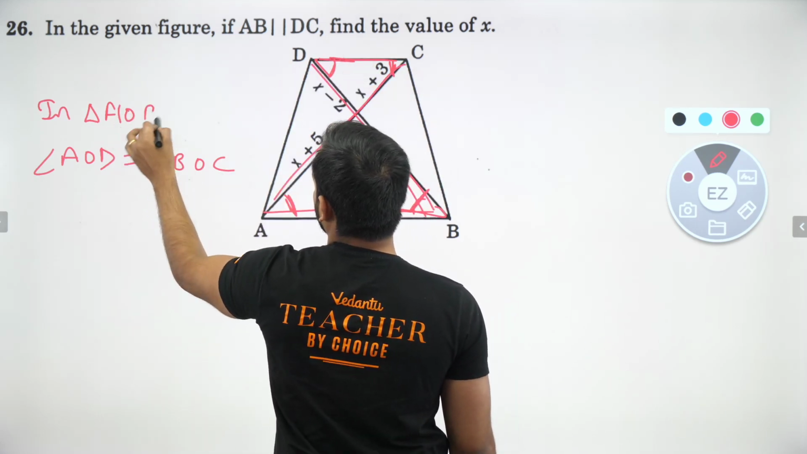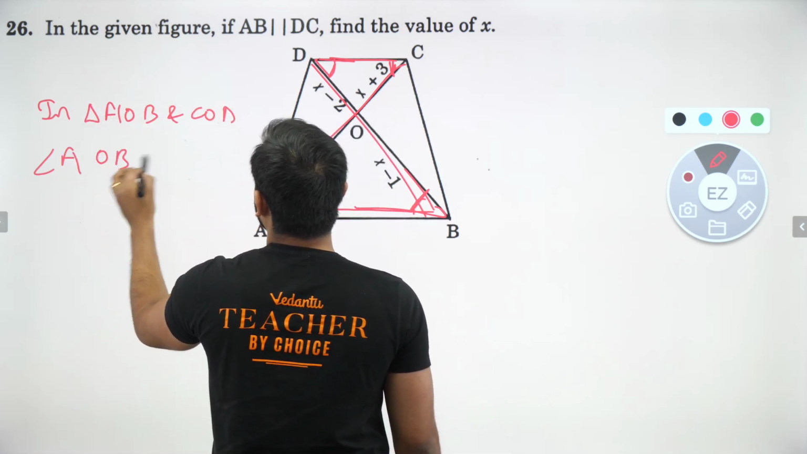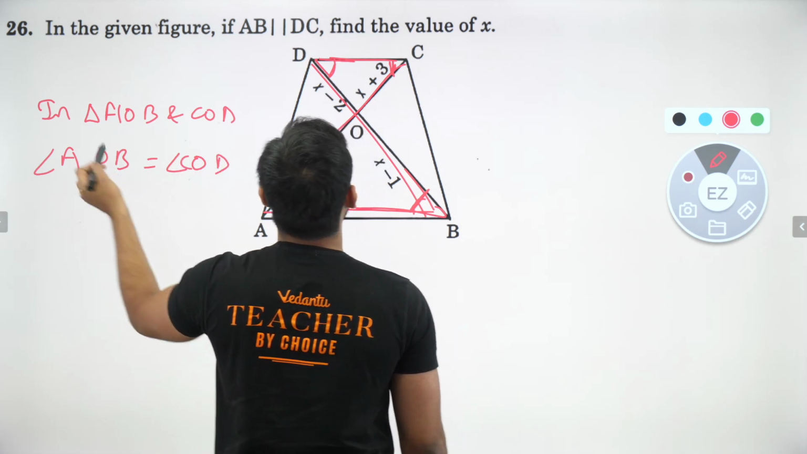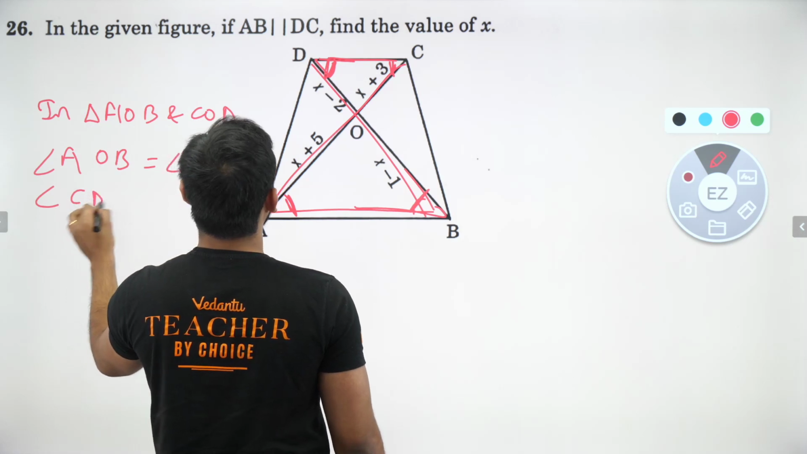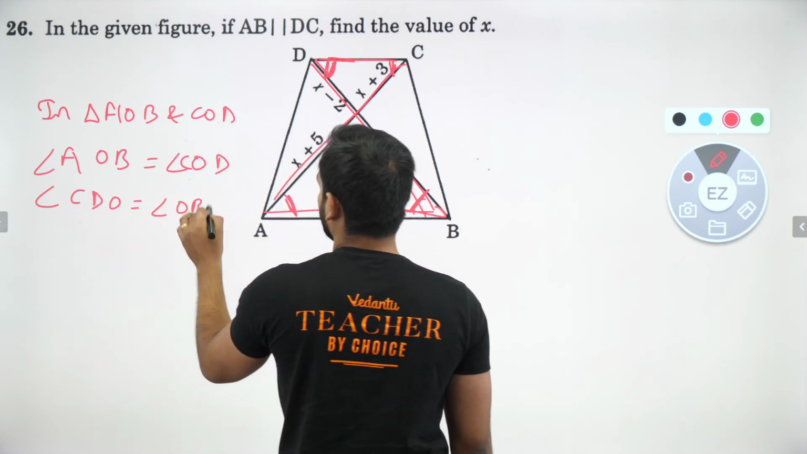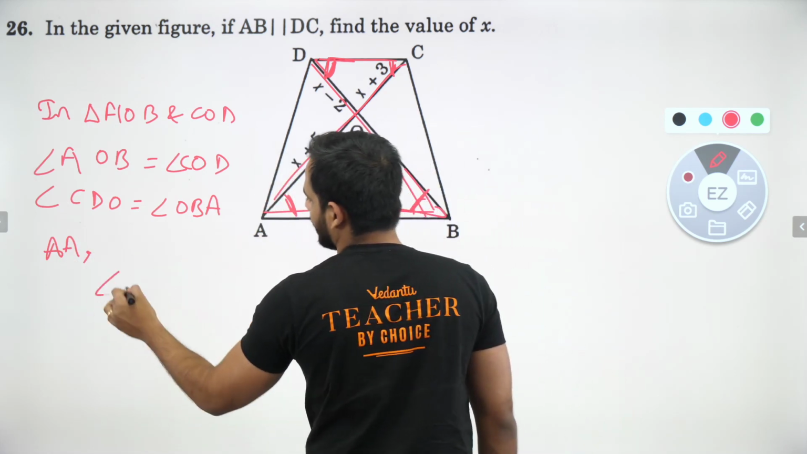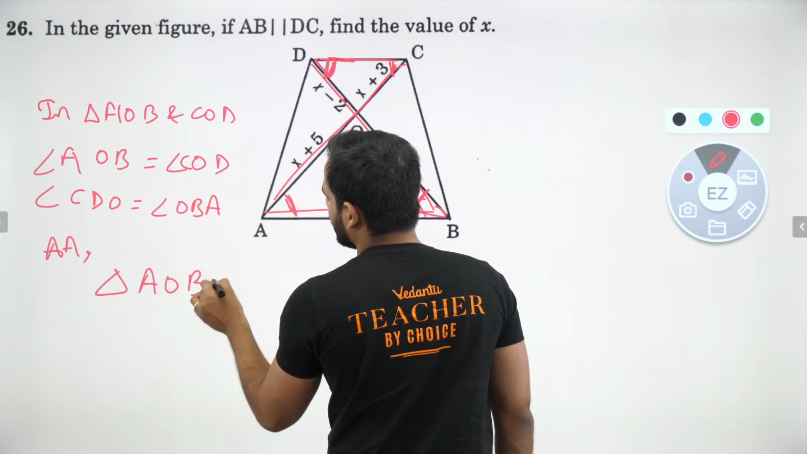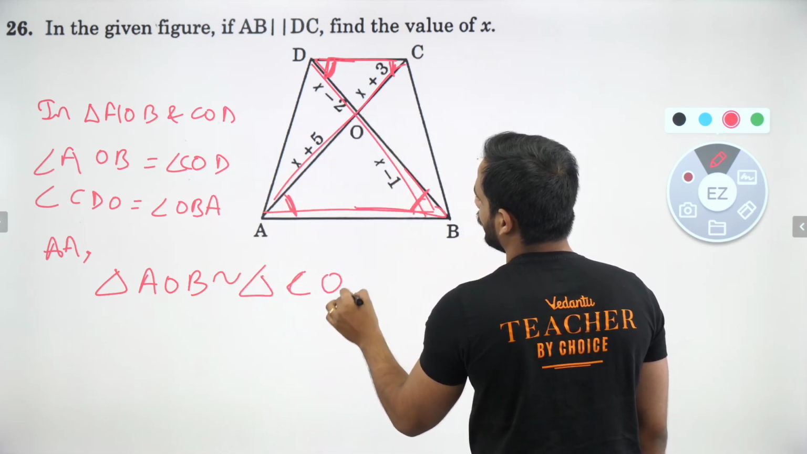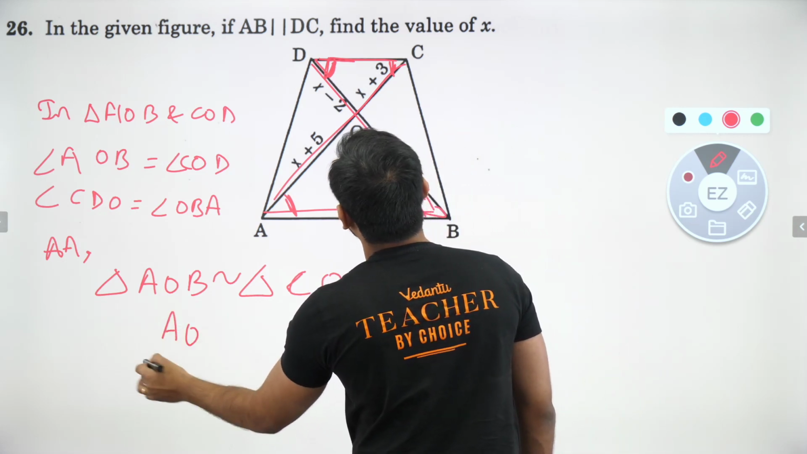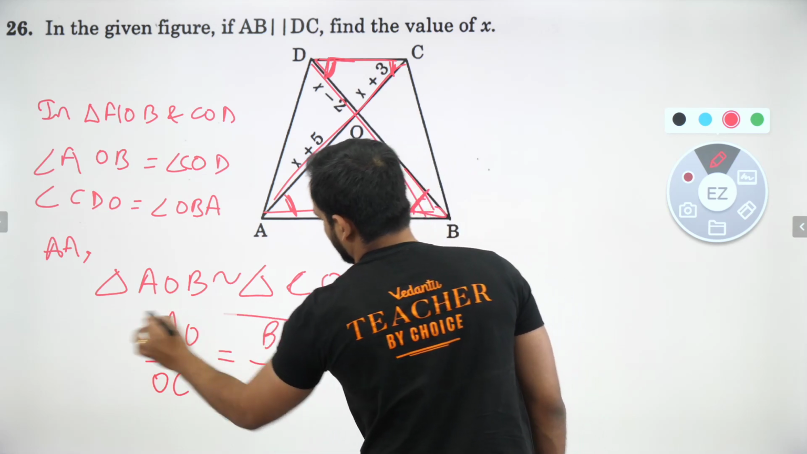So in AOB and COD you will get angle AOB is equal to angle COD, and then you will say कि देख लो, angle CDO is equal to angle OBA. ठीक है? तो by AA similarity you can say that sir, triangle AOB is similar to triangle COD. So from here you can say sir, AO by OC is equal to BO by OD. ठीक है? This is the proof.